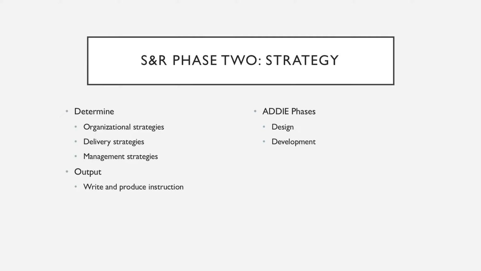So organizational strategies are how the content is organized or structured. It's just the order of things. Delivery strategies are how it will be delivered. So that includes the format of the content and the delivery medium, as well as the class size or groupings. Management strategies include scheduling and allocation of resources.